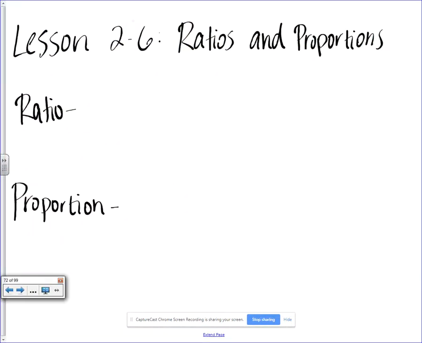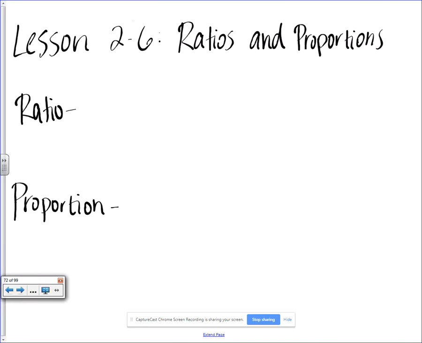We are going to move on to some different types of equations. In that quiz that you just took, we were solving single step, we were solving multi-step, we had variables on both sides. Now we're going to move into something called proportions. And in order to solve proportions, you have to know what a ratio is.